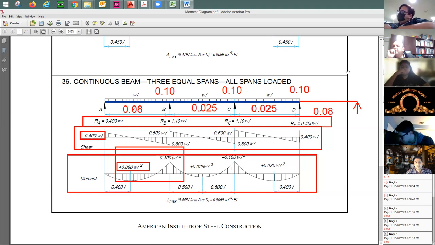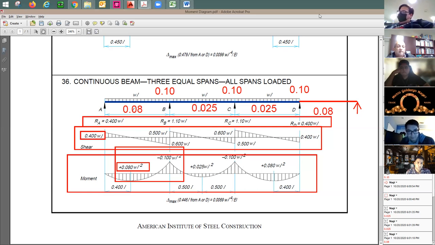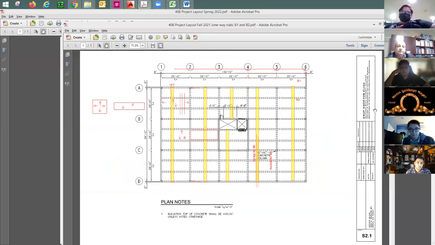You have a question, Brad? Yeah, I don't really understand what we're using the moment chart for. All right, good. Good question. And what negative reinforcement is?